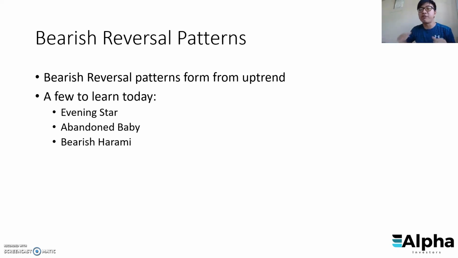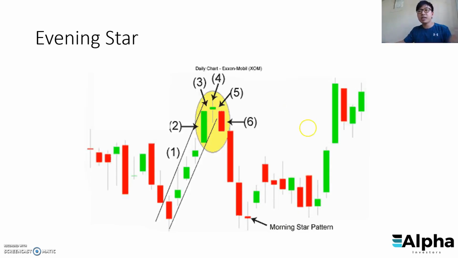So a few common candlestick patterns you always see are the evening star, abandoned baby, and bearish Harami. Okay? So the first one, evening star, has 6 criteria. The first criterion: it must be coming from an uptrend. Here, uptrend. Next, it must have a bullish candlestick first. So first and foremost, we have a long, big bullish candlestick.